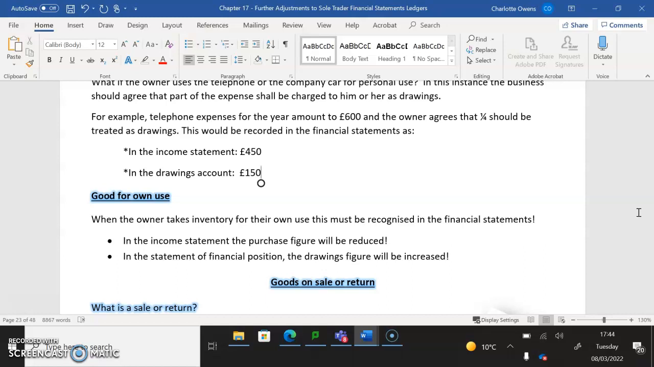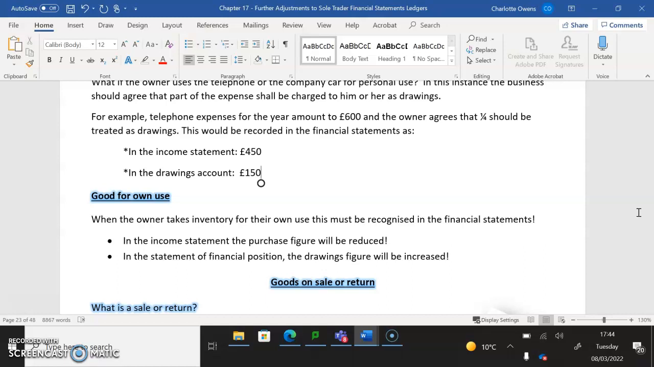When we are taking drawings of inventory, we take it from the purchases figure. A common error is that people take it from closing inventory, but there are two reasons why it's not taken from this figure. Firstly, closing inventory is in relation to a specific date. It's the end of the financial year. So it's really unlikely that the date at which we took that drink, that chocolate bar, that fruit was actually on that date.